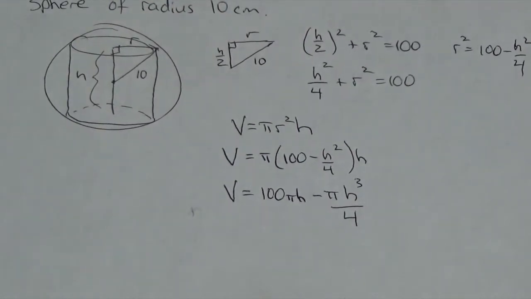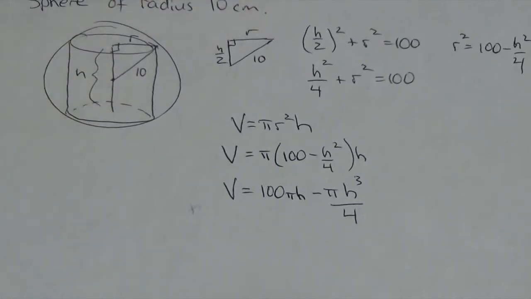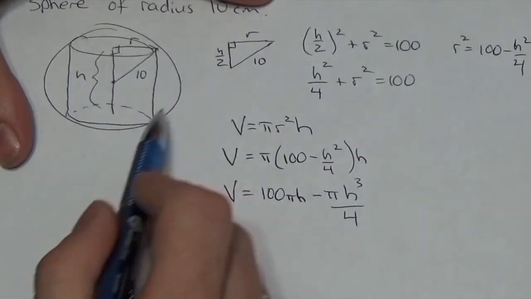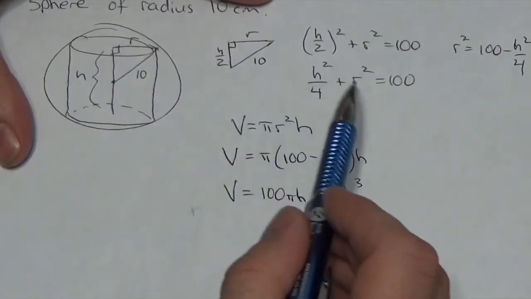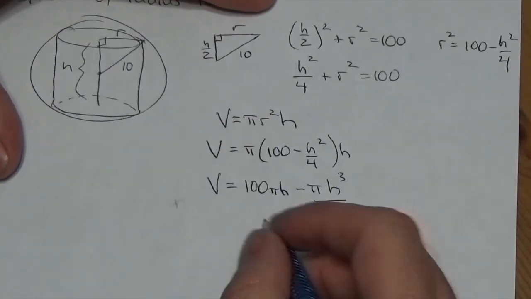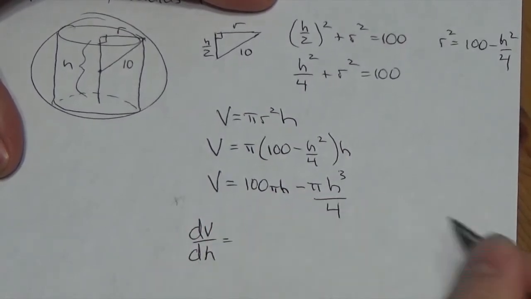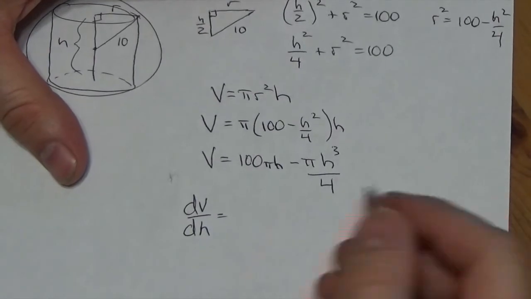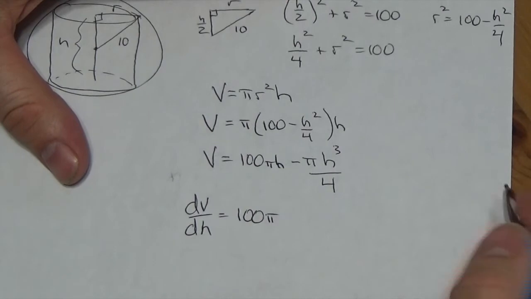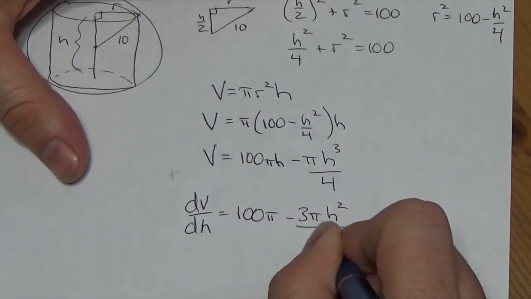Now I love that because now I've got an expression for volume, and it's just in terms of h. And I owe that to the fact that it's being inscribed in this sphere, so that I was able to find a nice clean relationship between the radius and the height. So now we are going to take the derivative of that volume with respect to the height, because that's the only variable I've left myself here. So that will be 100 pi minus 3 pi h squared over 4.